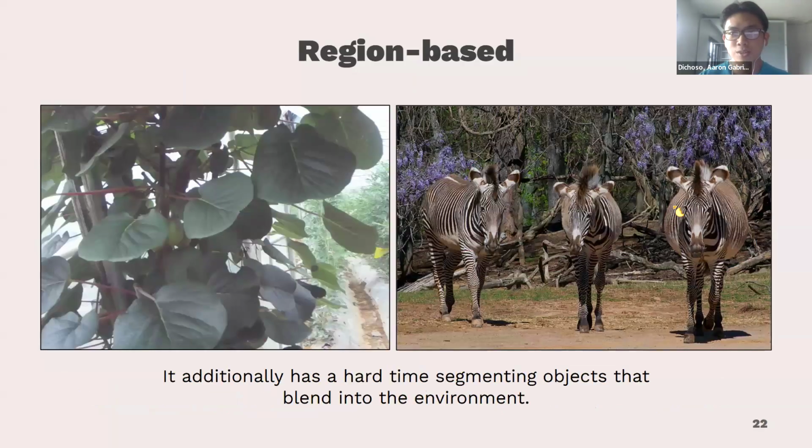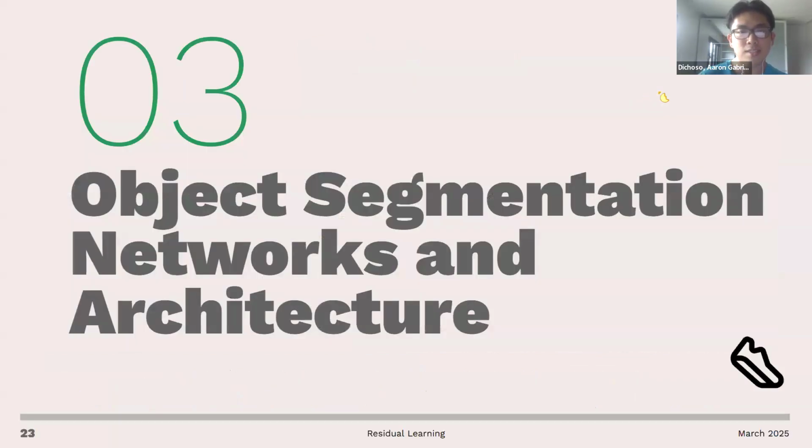Because it has the same limitation as edge-based segmentation, it also has a hard time segmenting images that blend into the environment. So now, because of all of those limitations of traditional methods, we are going to move on to the specific networks that were developed that could actually address these problems.